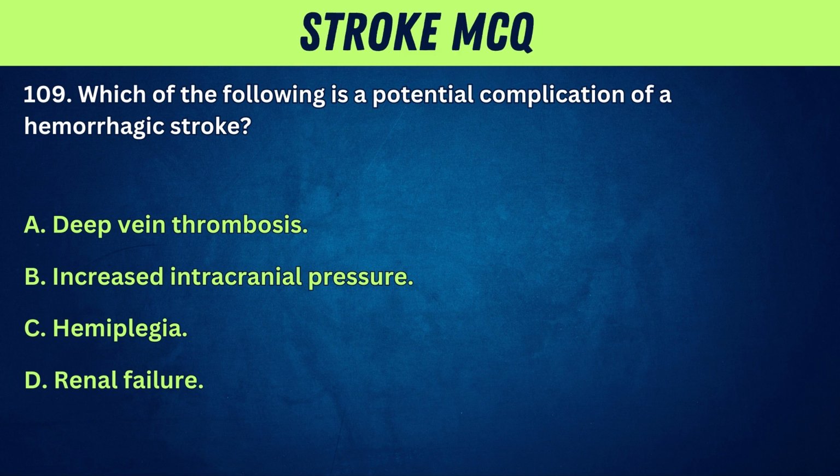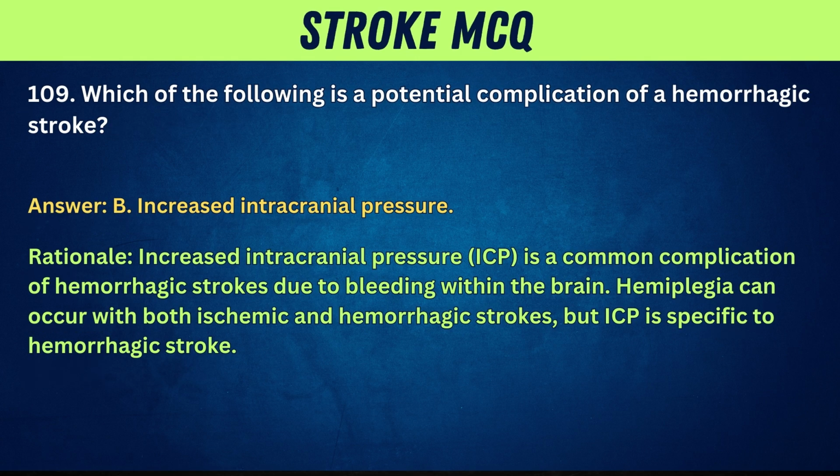109. Which of the following is a potential complication of a hemorrhagic stroke? A. Deep vein thrombosis. B. Increased intracranial pressure. C. Hemiplegia. D. Renal failure. Answer: B.